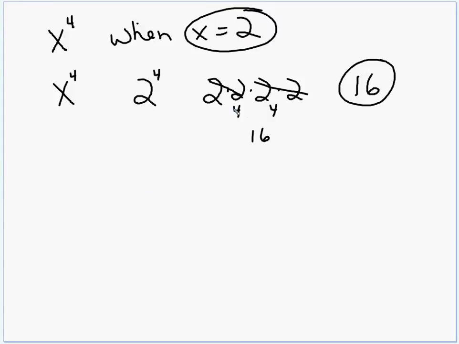You could do it the other way too. I know some people prefer to just keep going left to right. So 2 times 2 is 4. 4 times 2 is 8. 8 times 2 is 16. So you get the same answer. It's really up to you which way you want to multiply through your exponents. Okay? So the value of x to the 4th when x equals 2, the value of that power is 16.